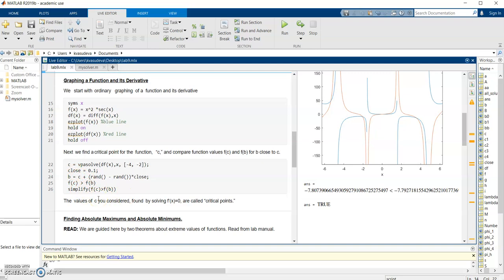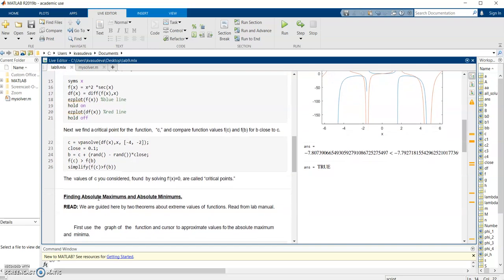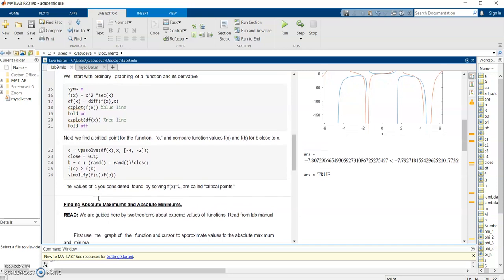Alright, now how do you find absolute maximum and absolute minimum? This is what you do. Take the derivative of the function and equate that to 0. First step is to take the derivative of the function and equate that to 0. That is what I did there. Then after you equate that to 0, solve for x, and there you will find the c value, which is called a critical point.